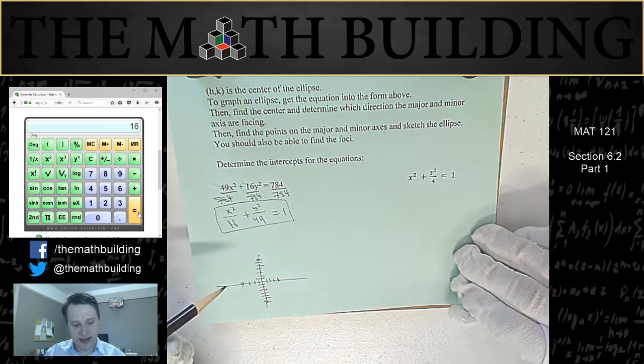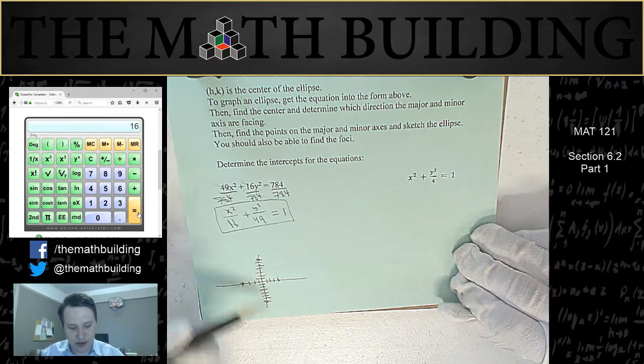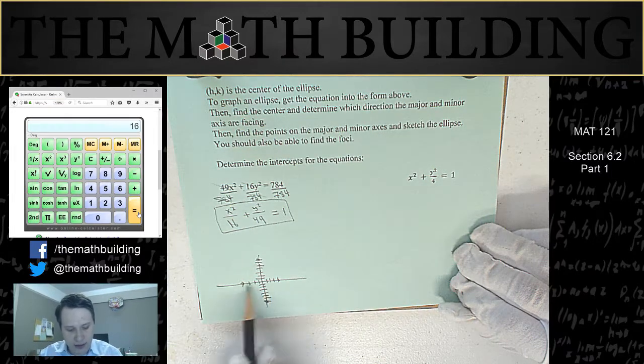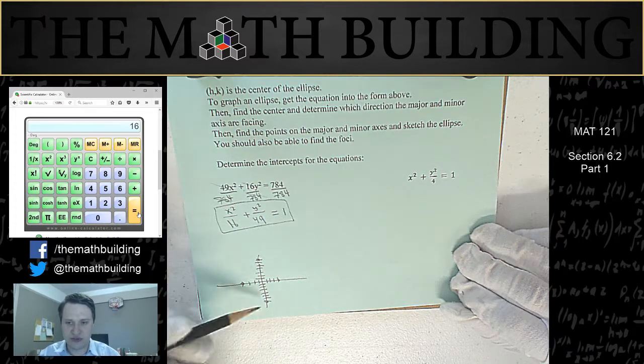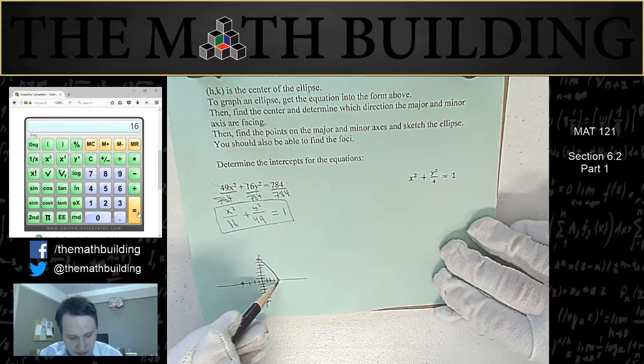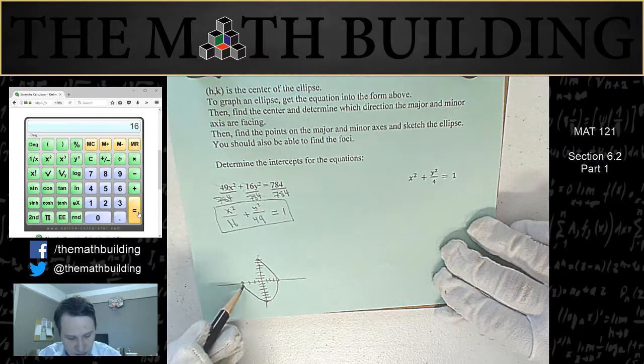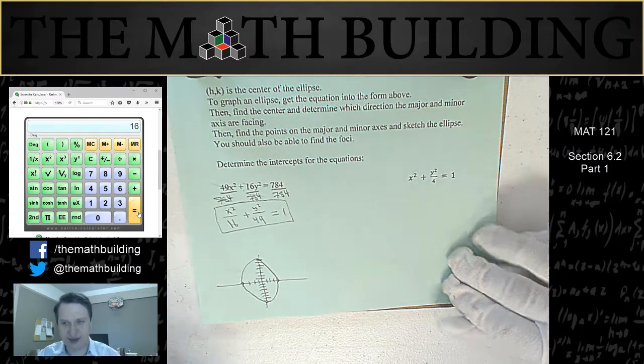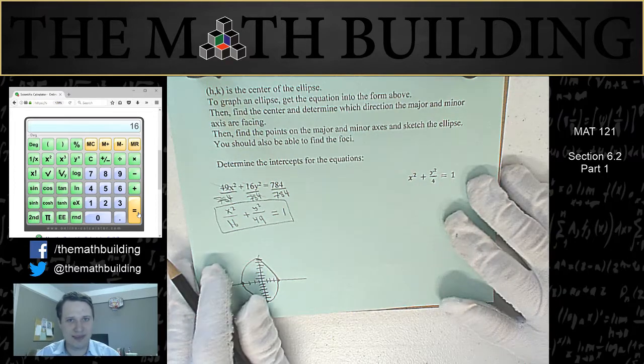And so notice that this is the major axis because it's longer, and this is the minor axis because it's shorter. How did I know it was 7? You just take the square root of 49. So connect these dots in kind of an elliptical, circular orbit, and you have your ellipse. Easy as that.